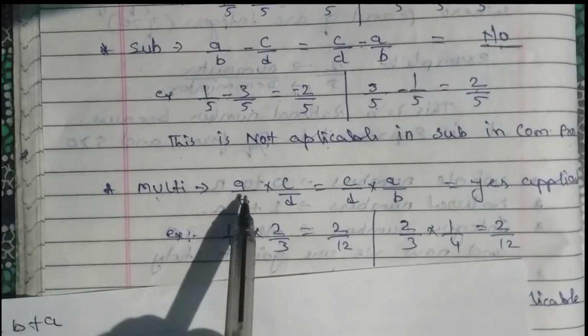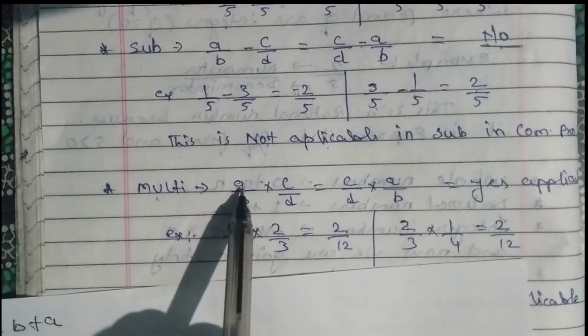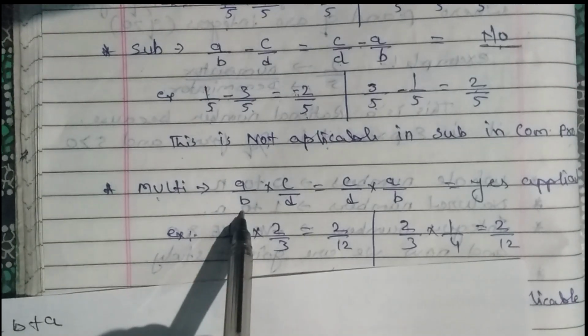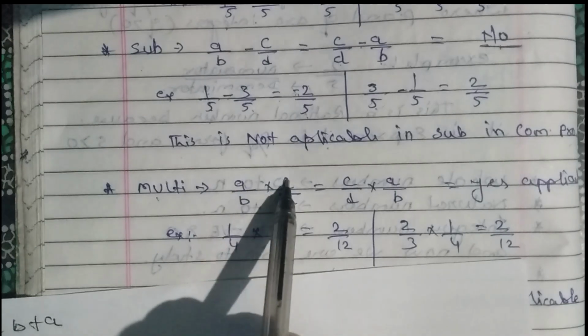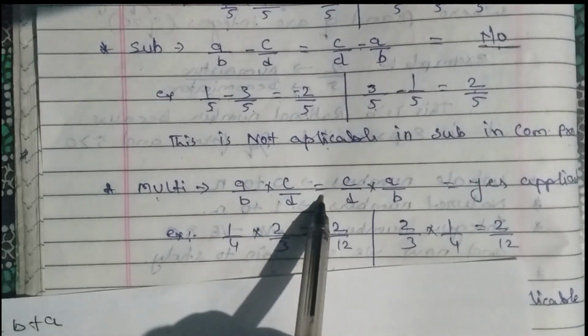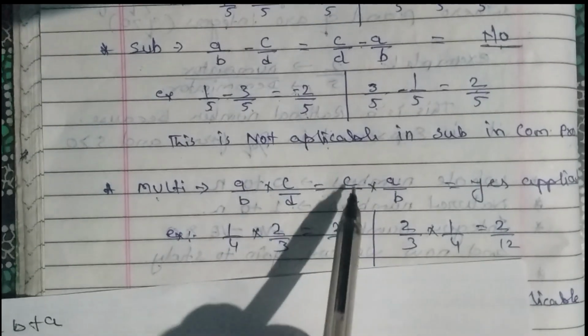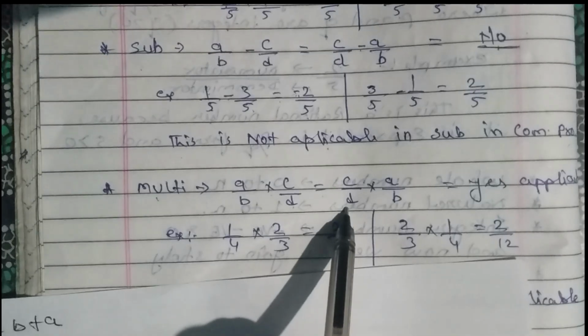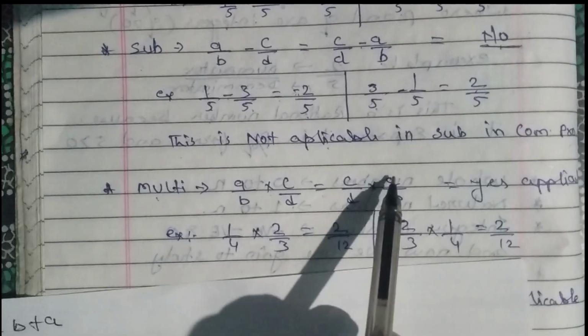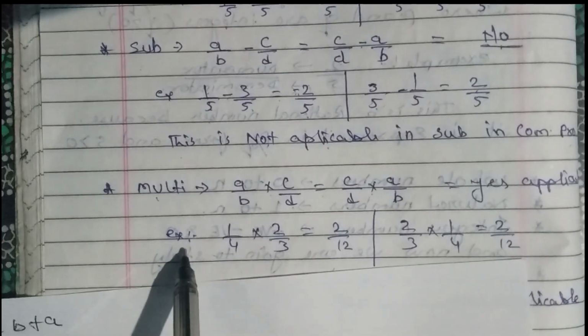Multiplication, commutative property: a upon b multiplied by c upon d is equal to, changing the position now, c upon d multiplied by a upon b. With an example, let's understand.